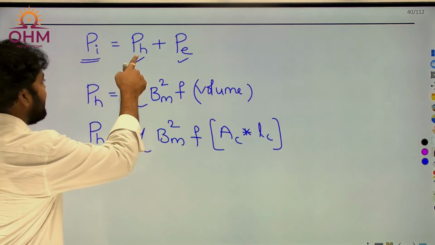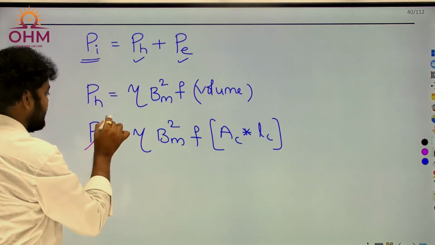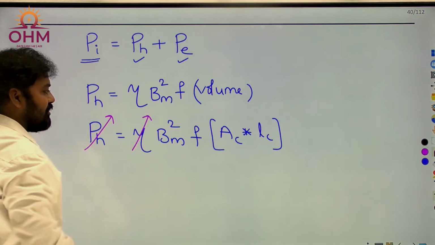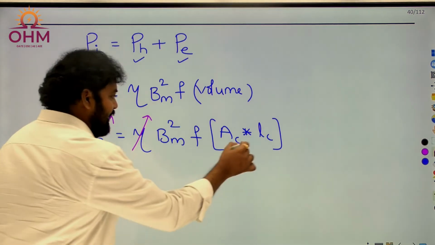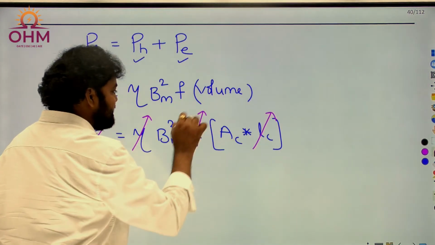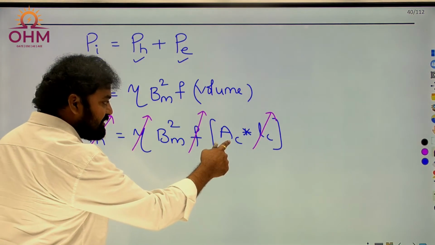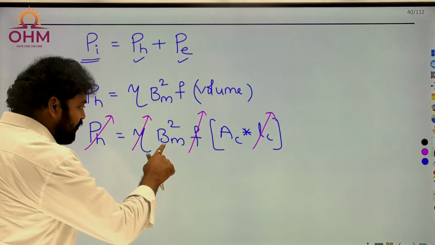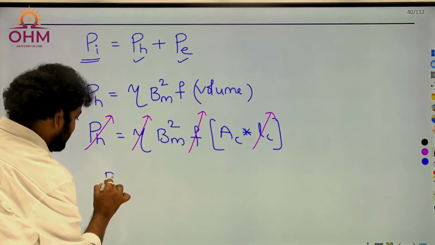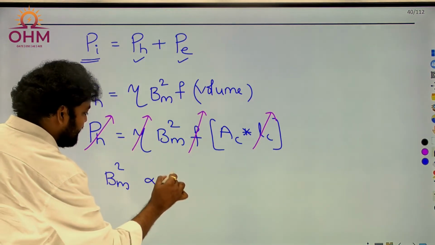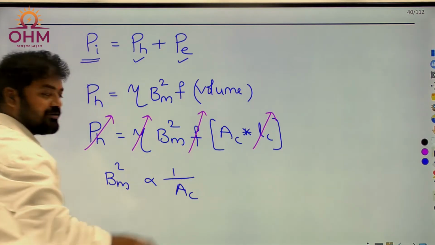Our aim is to maintain hysteresis loss constant. Eta is always a constant value because there was no change in the medium of the material. Length of the core was not changing. Frequency was not changing. What is the only thing changing? Area is changing. Therefore, what is the relation between Bm square and area? I can write Bm square is inversely proportional to area of the core.